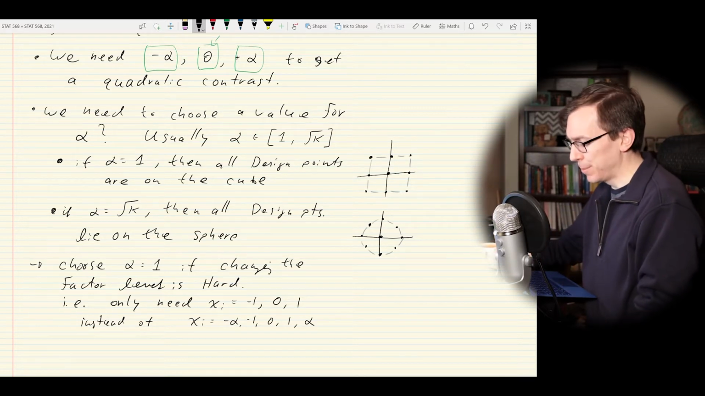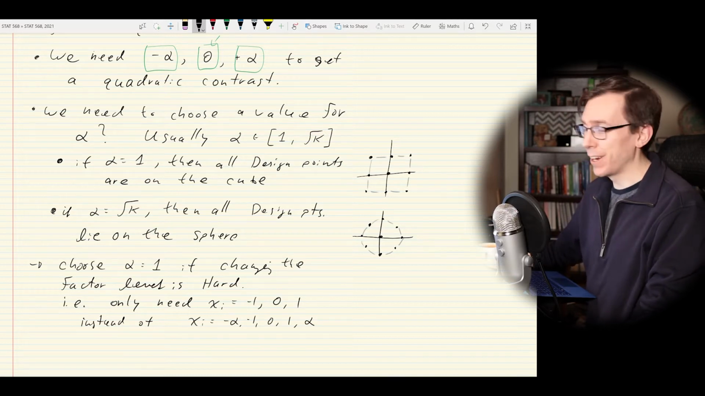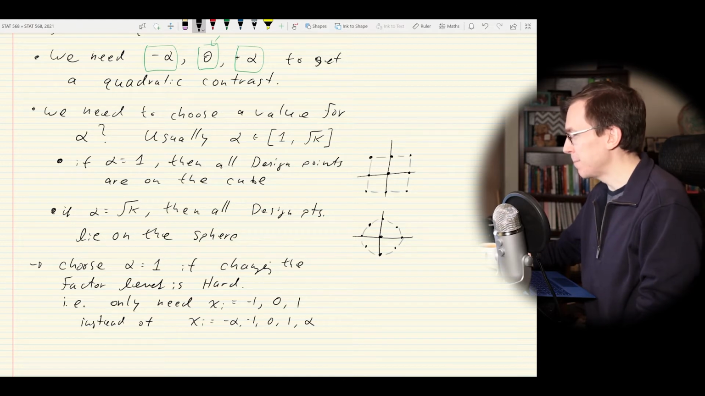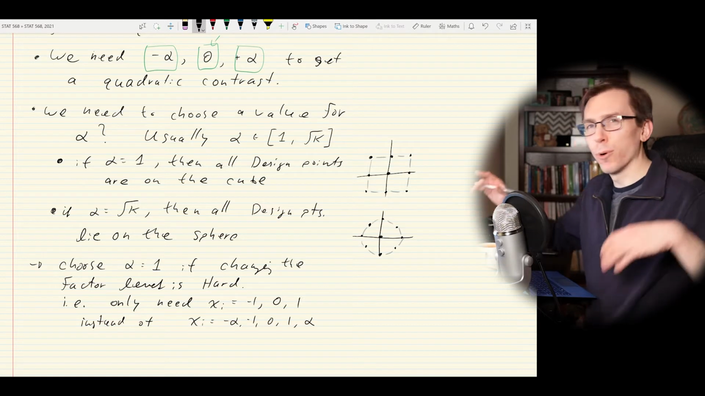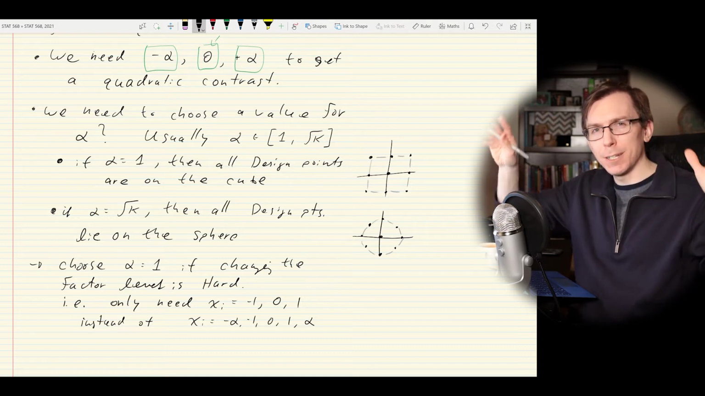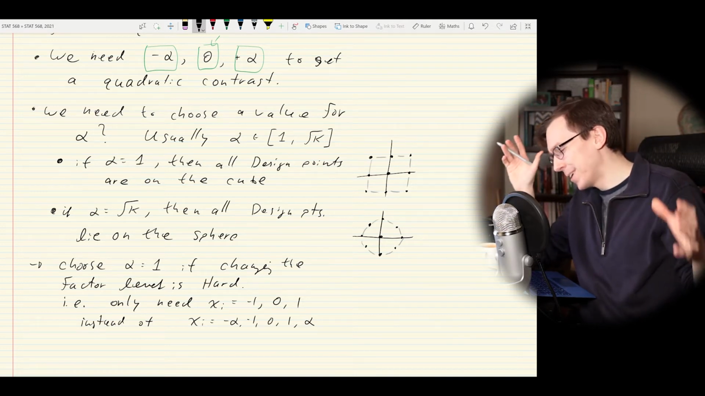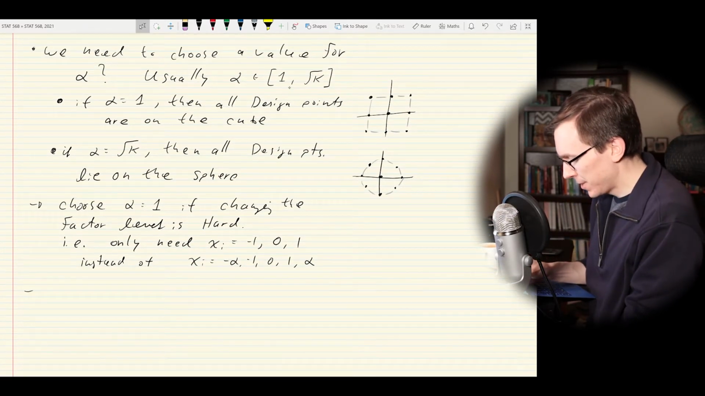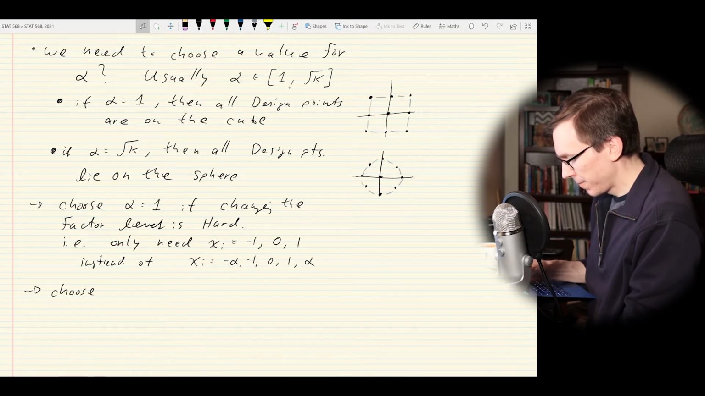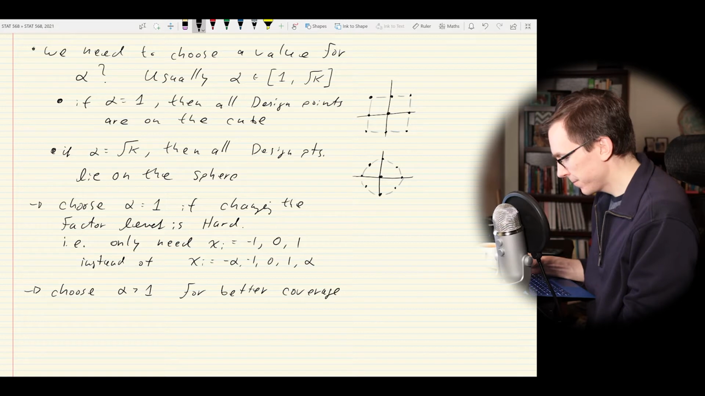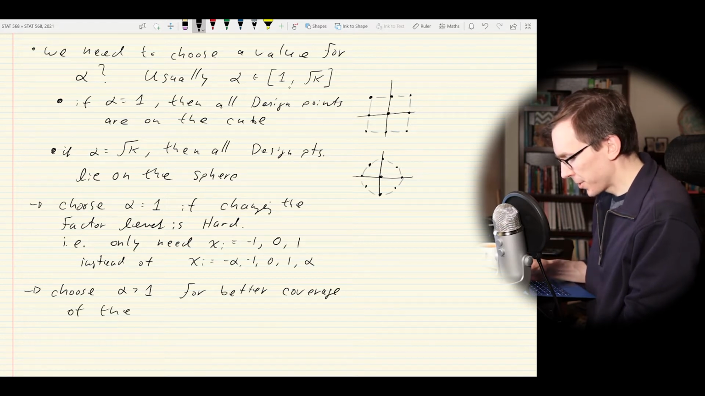Now, if it's not a problem to have more than 3 different settings for our machine, we would probably want to take alpha to be slightly bigger than 1, as we typically get a little bit more coverage, right? The circle kind of, or the sphere kind of bulges out a bit, and our points are a little bit more spread out in space, and that's going to allow us to get more information about our response surface. So what we'll say is choose alpha greater than 1 for better coverage of the response surface.